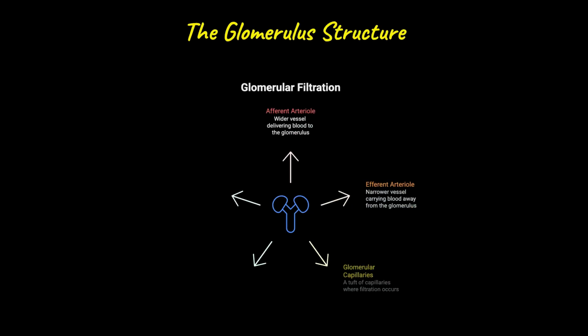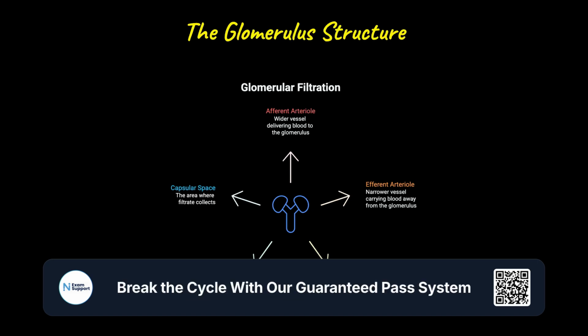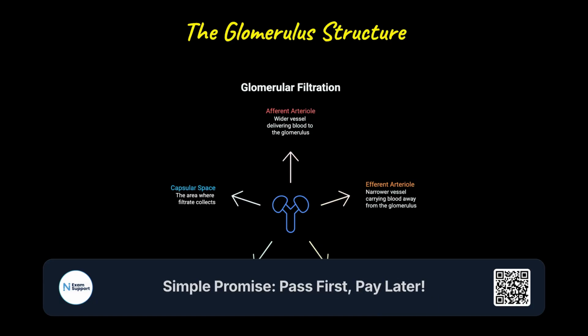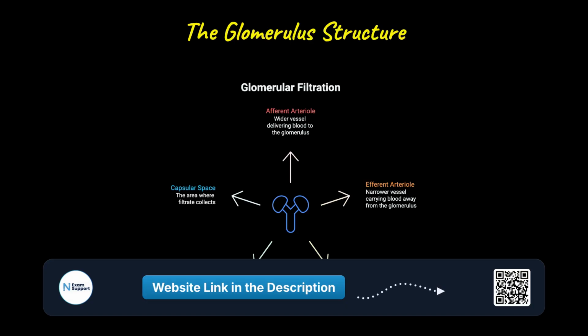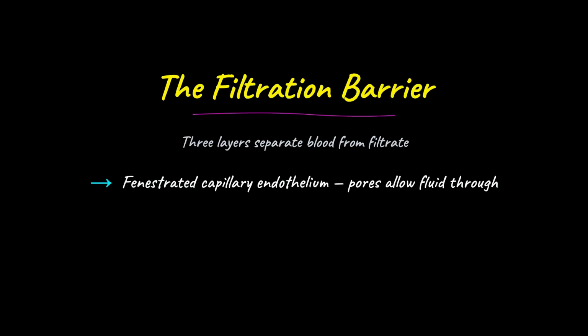The glomerulus is a tuft of capillaries nestled inside Bowman's capsule. Blood enters through the wider afferent arteriole and exits through the narrower efferent arteriole. That size difference creates high capillary pressure, which physically forces water and small solutes into the capsular space as filtrate. The filtration barrier has 3 layers: the fenestrated endothelium, the basement membrane, and the slit diaphragms of podocytes.